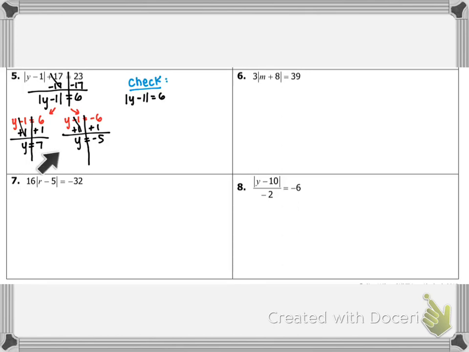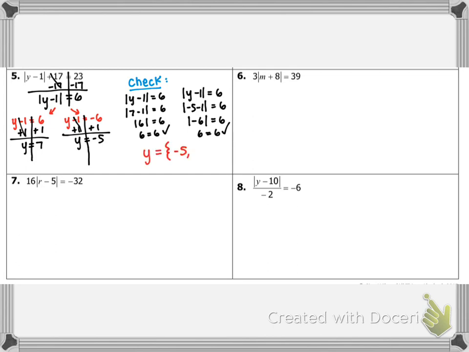So one of my y's is 7, so 7 minus 1 equals 6. 7 minus 1 is 6, and then the absolute value of 6 is 6, so that works. And then we're going to plug in negative 5. So negative 5 minus 1 is negative 6, and the absolute value of a negative number comes out positive. So 6 equals 6. So both of them work. So our answer is negative 5 and 7, because both of those are true. And so we're going to write them both there.